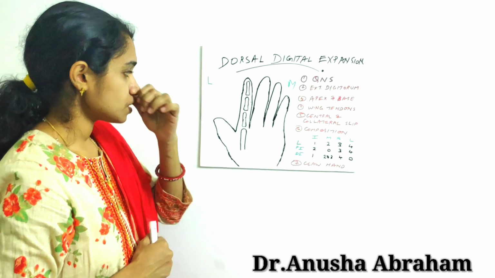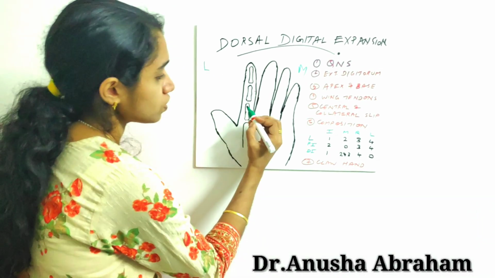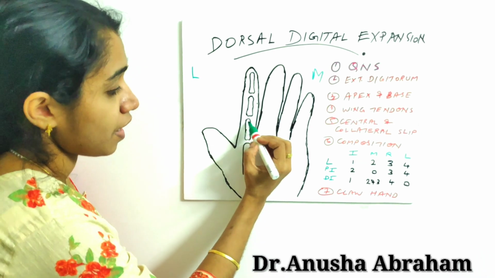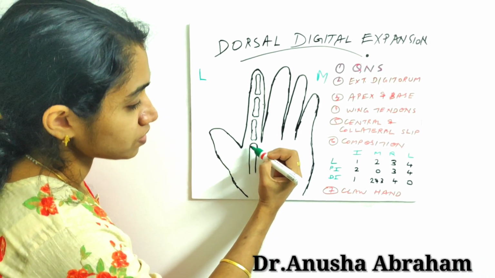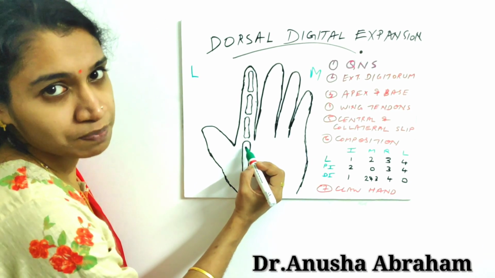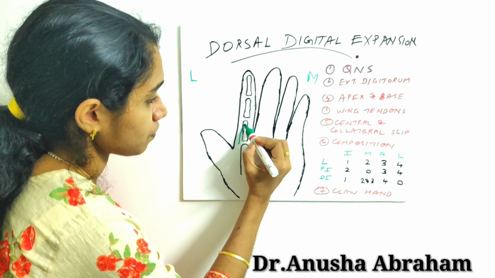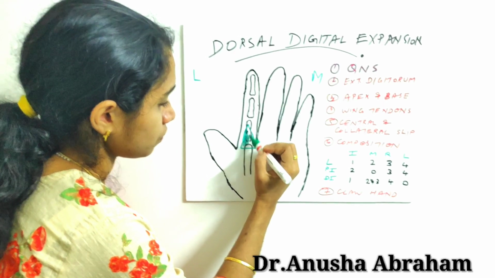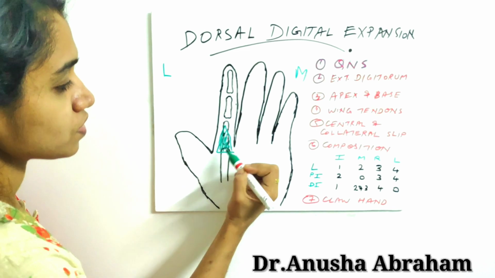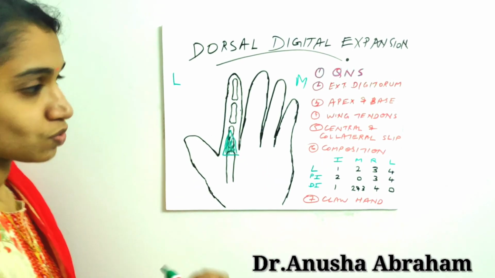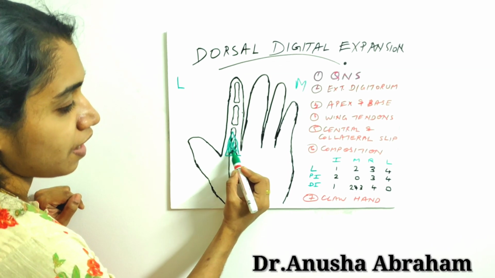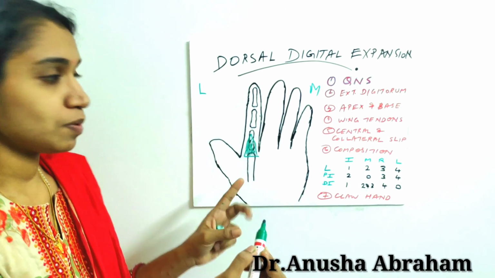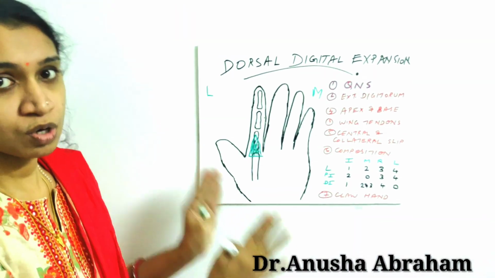So where do you see this dorsal digital expansion? It is a triangular aponeurosis which you see mainly over the proximal phalanx, and it covers the head of the metacarpal bone. Something like a triangular aponeurosis with an apex and a base. All this is on the dorsal aspect. Keep that in mind, this is the dorsal aspect.